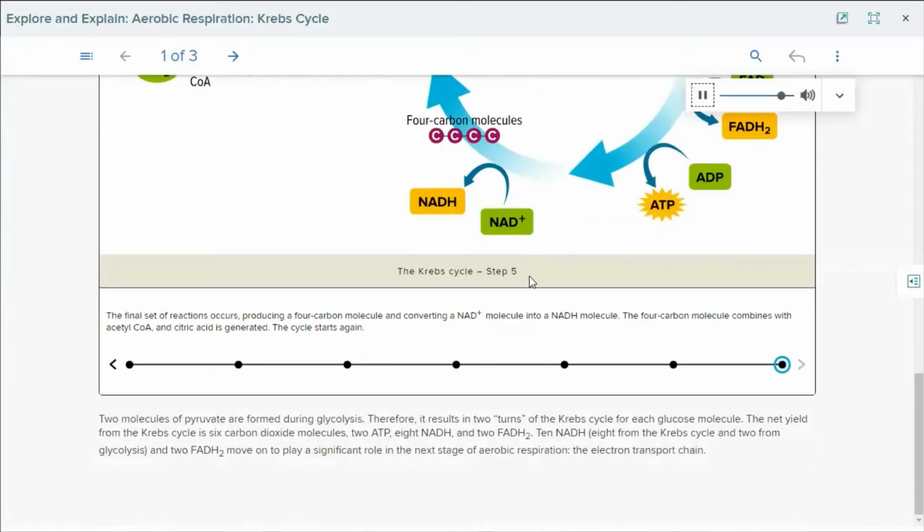2 molecules of pyruvate are formed during glycolysis. Therefore, it results in 2 turns of the Krebs cycle for each glucose molecule. The net yield from the Krebs cycle is 6 carbon dioxide molecules, 2 ATP, 8 NADH and 2 FADH2. 10 NADH, 8 from the Krebs cycle and 2 from glycolysis, and 2 FADH2 move on to play a significant role in the next stage of aerobic respiration, the electron transport chain.